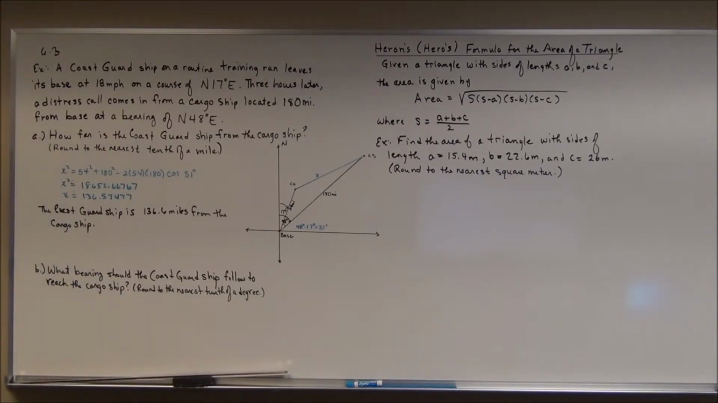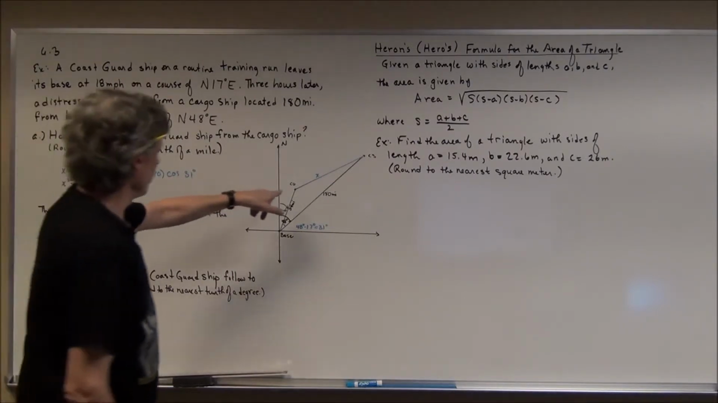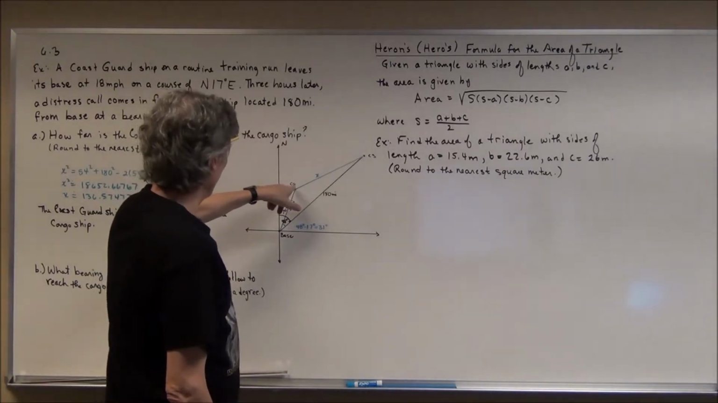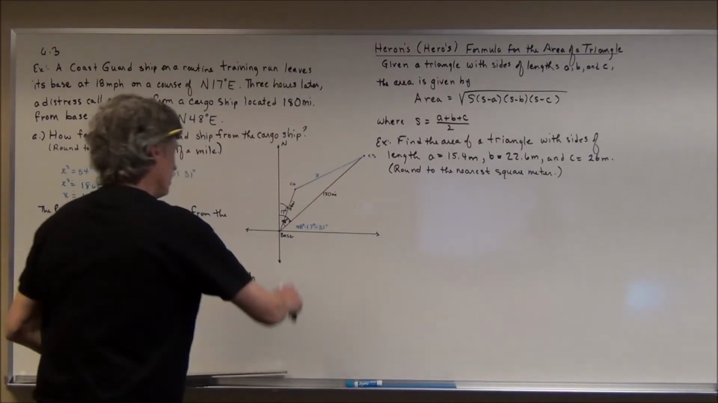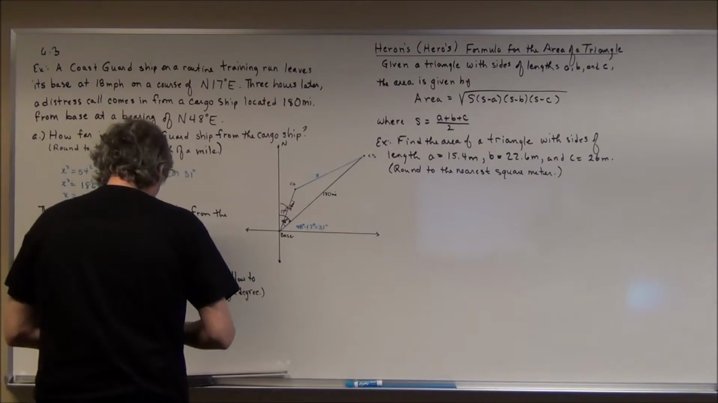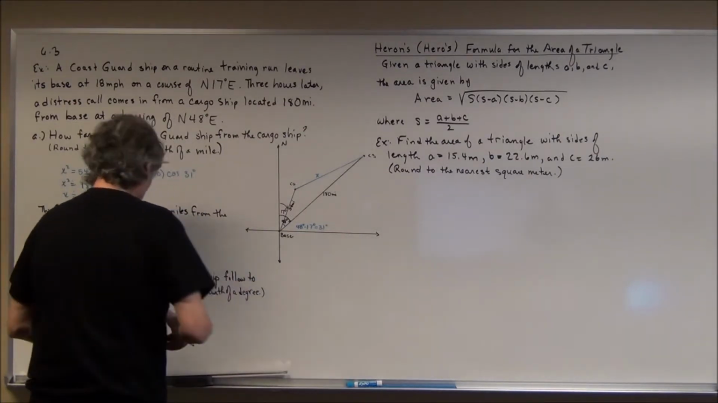Now for the second part, I'm going to have to get my yardstick again, if I'm not mistaken, and set some things up here. It says, what bearing should the Coast Guard ship follow to reach the cargo ship? So from here, what bearing to go from here to here? Well, notice that this is not at the origin.